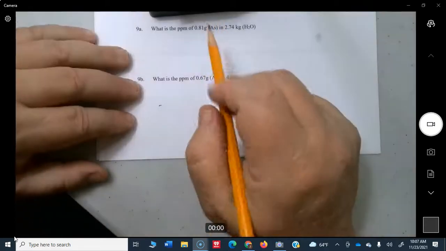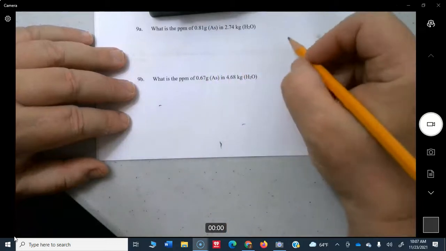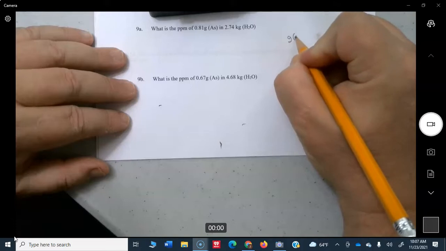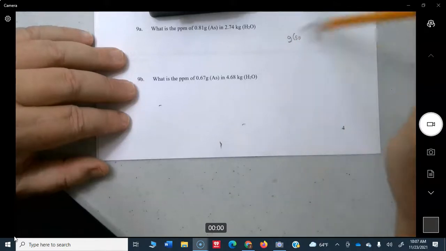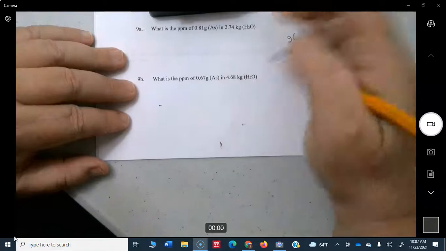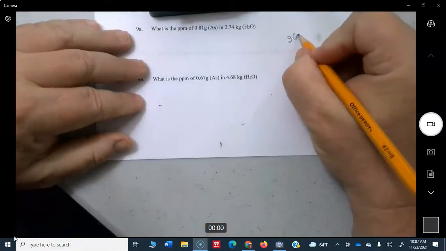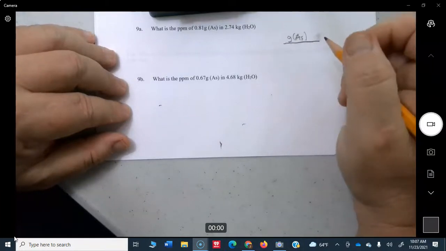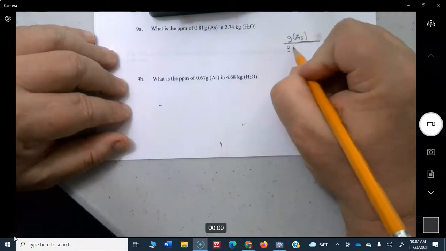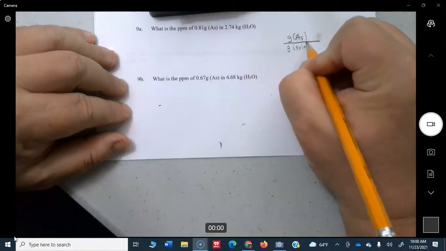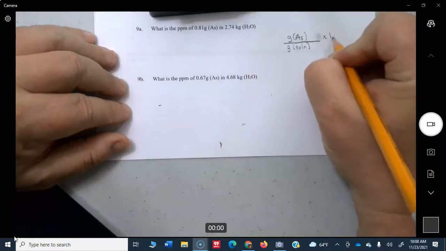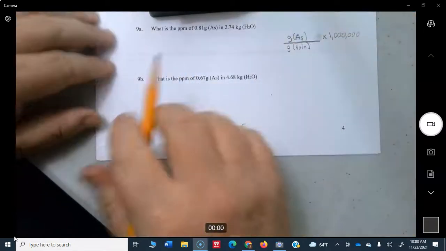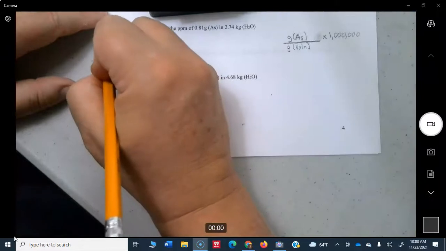All right, so let's go ahead and do this. What we need to get is grams of solute. For the solute, I'll just go ahead and write what it is: it's arsenic, over grams of solution. And then you multiply that by 1 million. I told you the first time you use a formula, you should write it out, so I'll write it out here.